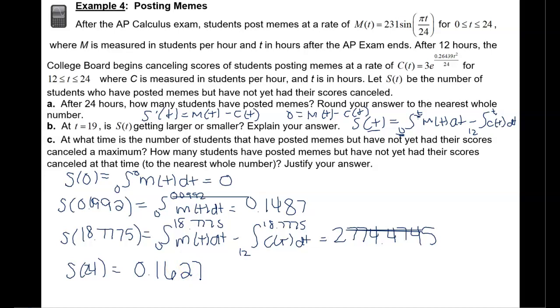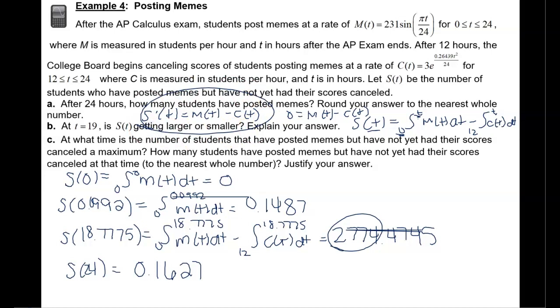So the maximum number of students who have posted memes but have not yet had their scores canceled is approximately 2,774. So this one's different than the other one because now it's not at an endpoint. It is at a point in the candidates test. And it's a point you wouldn't have easily seen because you had to get the points of intersection. So you had to, again, understand what they're looking for and why.